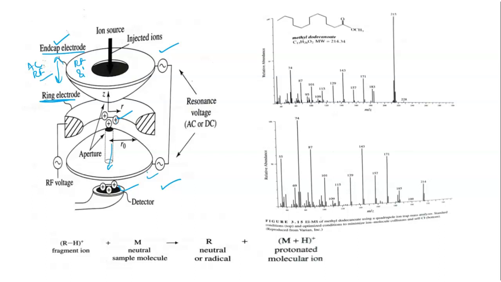Okay, so this whole process is known as resonant ejection. Okay, and this process, your quadrupole ion trap mass analyzer, is actually quite sensitive as compared to a linear quadrupole instrument. Okay, so that is one thing happening over here.